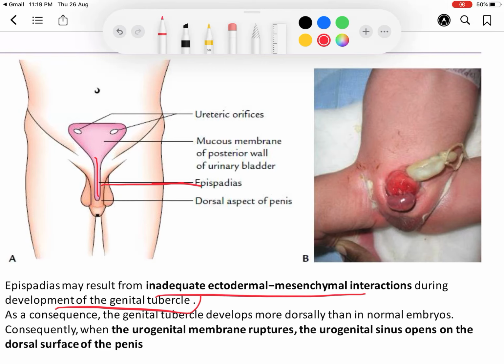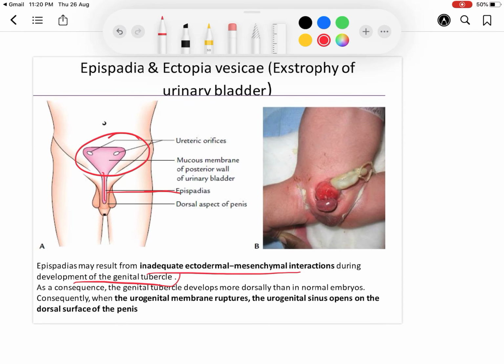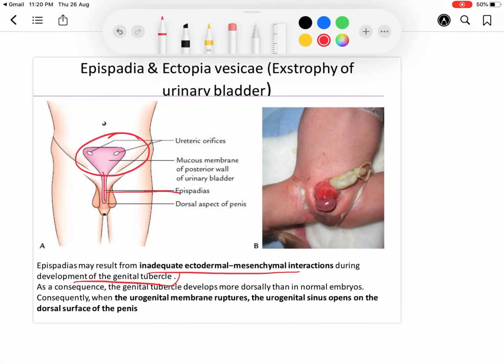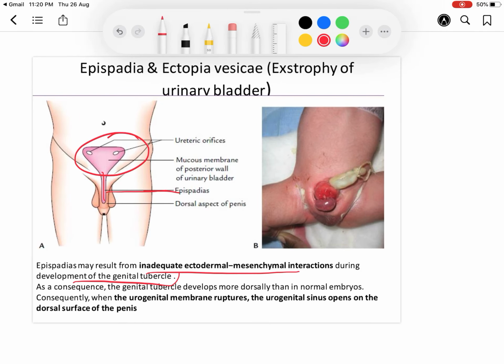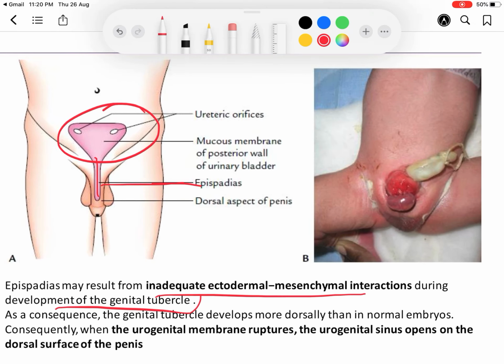And this epispadias is most commonly associated with exstrophy of the bladder, in which the anterior part of the bladder wall is not developed. So what happens when the urogenital membrane ruptures, the urogenital sinus opens on the dorsal surface of the penis. So what is epispadias? Urethral opening on the dorsal surface of the penis, and it is associated with exstrophy of the bladder, and it is due to failure of migration of the mesenchyme in this region, or you can say due to inadequate ectodermal mesenchymal interaction during development of the genital tubercle.